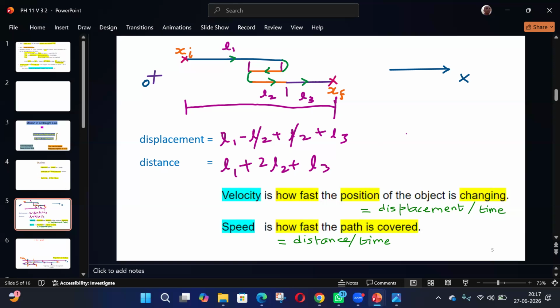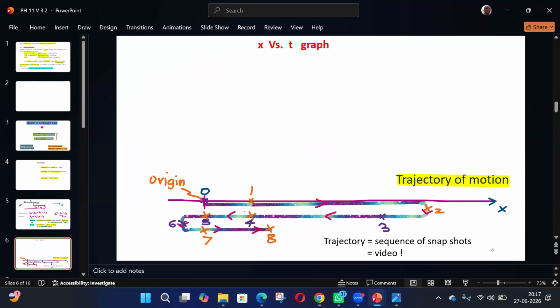And velocity is displacement by time. It's actually the average velocity: L1 plus L3 divided by the time between initial and final, the corresponding time. And the speed will be distance by the time. So obviously speed will be more than the velocity. Correct? So this turning back and forth can happen any number of times. So the most complicated 1D motion is this one only. Just the number of turnings back and forth, I can increase.